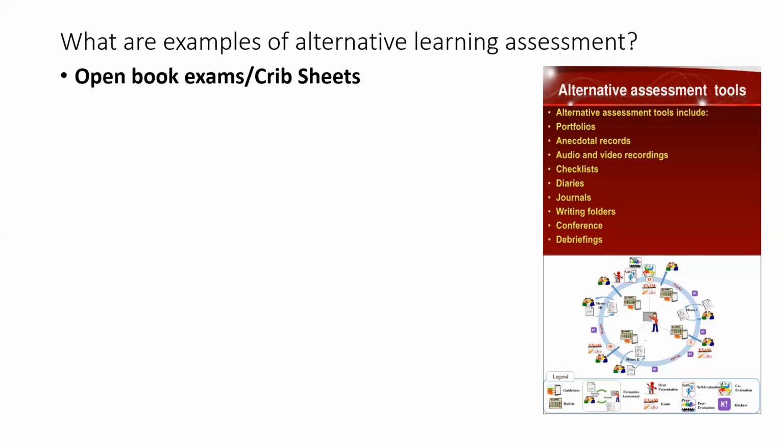Open book exams or crib sheets. Do you have any idea what this is? When there is a test, all books are open, all notebooks are open. A crib sheet actually is a handout, a paper that you will see while you take the test. And most often, these tests are not taken individually. Students are asked to ask questions from each other so that they can answer the questions set by the teacher in an open book exam or in a crib sheet. So it's understood that in this kind of alternative learning assessment, it's not targeting the low order thinking skills.